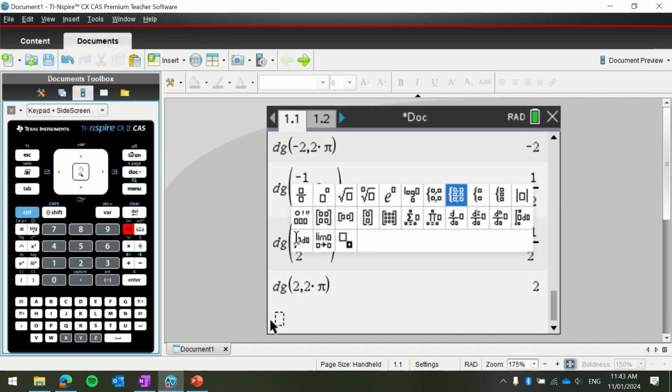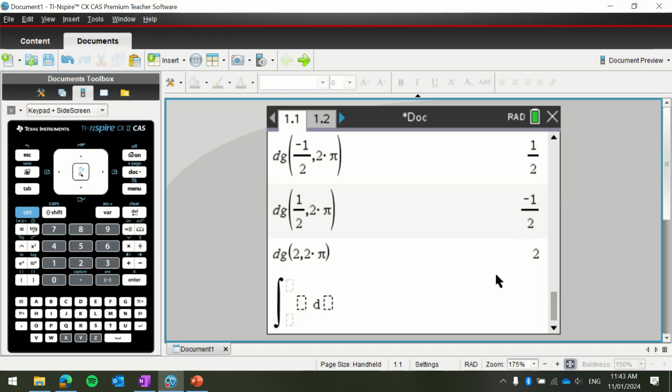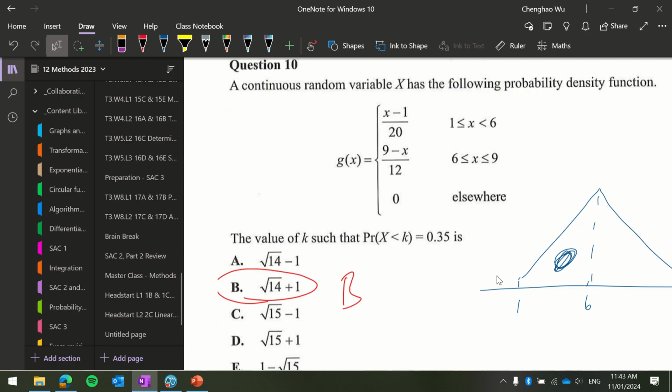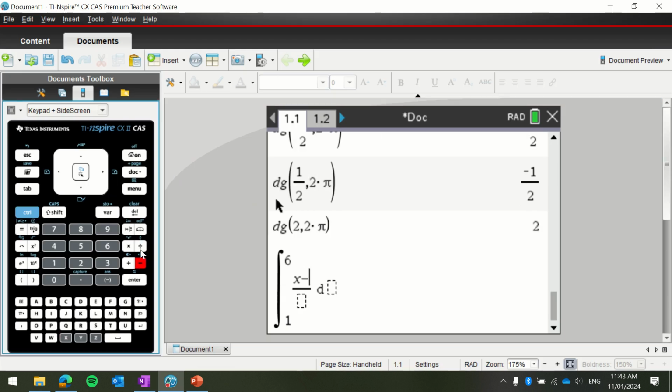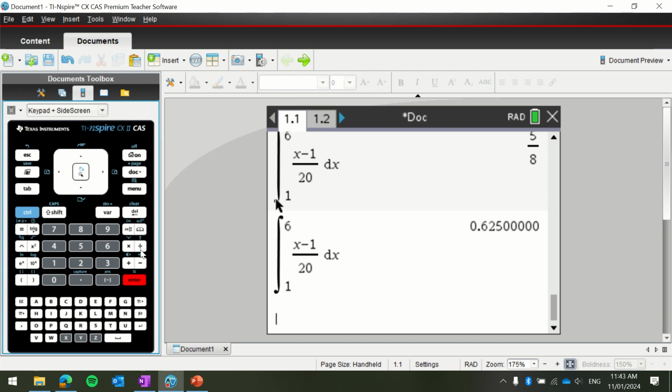And in this case, all I'm going to do is this. I'm going to treat them separately. And you should always do so. Treat each part of the hybrid function separately. So between 1 and 6, that's all I'm doing. x minus 1 over 20, x minus 1 over 20, x. And that is 0.6. So that's more than 0.35.